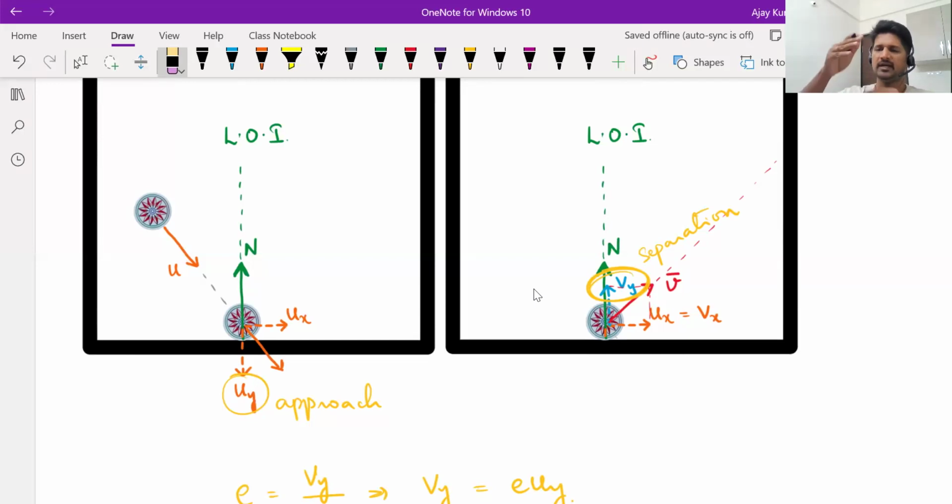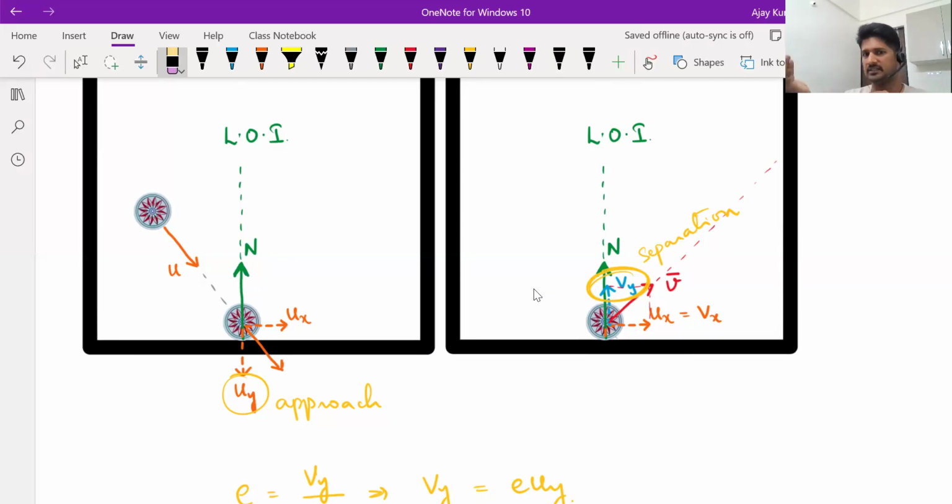And along the line of impact, we treat it as a 1D collision and find out the final velocity components. And then we know the total final velocity. But this is a simple case where the second object, the edge of the carom board, is at rest. Okay, the carom frame is at rest.